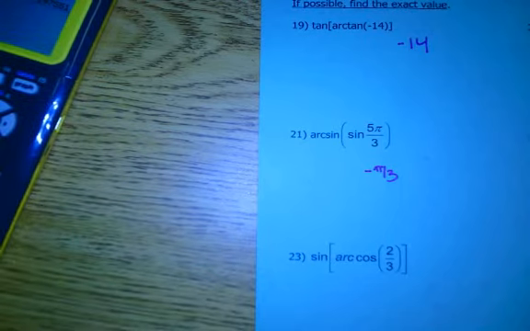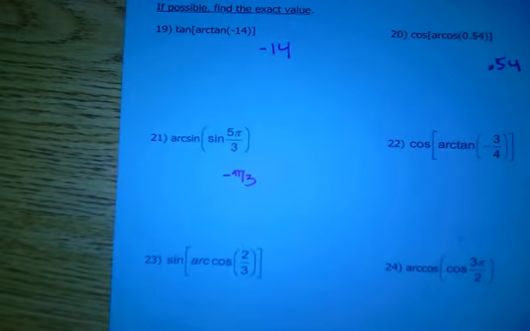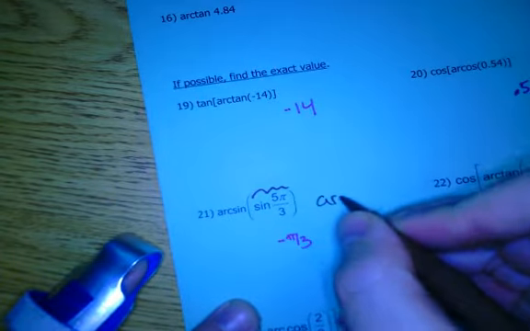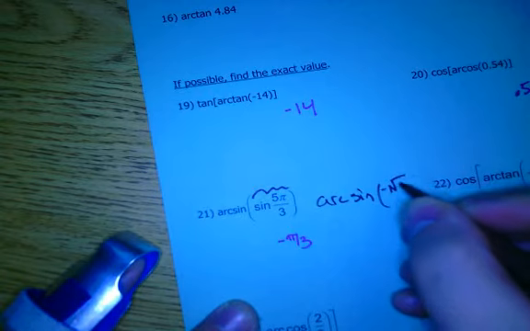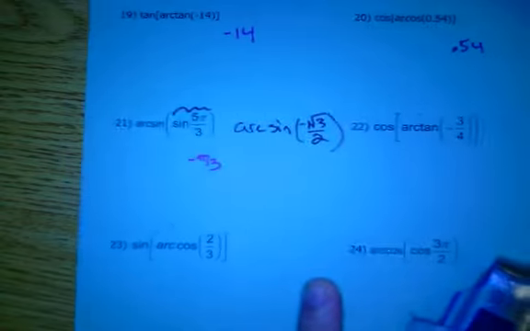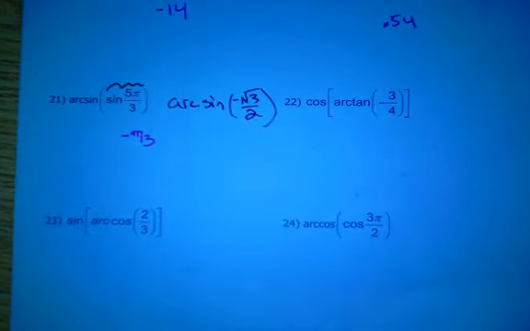Okay. How could you do this without a calculator? For this one right here, I'm going to show you. Figure out the inside, then do the outside. What is sine of 5 pi over 3? Not inverse, just regular old sine of 5 pi over 3? Negative root 3 over 2. So now it becomes arcsine of negative root 3 over 2. And what's arcsine of negative root 3 over 2? Negative pi over 3. Okay? So sometimes you have to rewrite. Now sometimes, like on 22, you can't rewrite it very nicely.